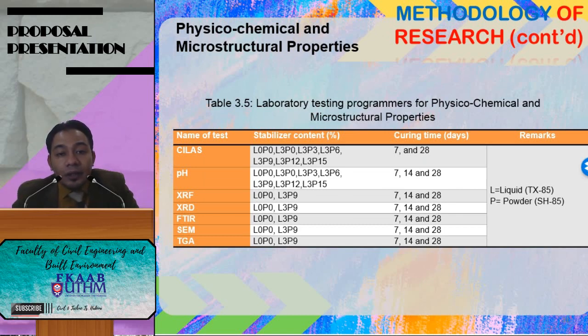So this table is for the laboratory testing program for physical, chemical, and microstructure properties. This is for the SILAS. This is for pH. XRD, XRF, FTIR, SEM, and TGA, we can compare untreated and with optimum percentage only. While for the pH, we can do it for all percentages, and also for the SILAS test.